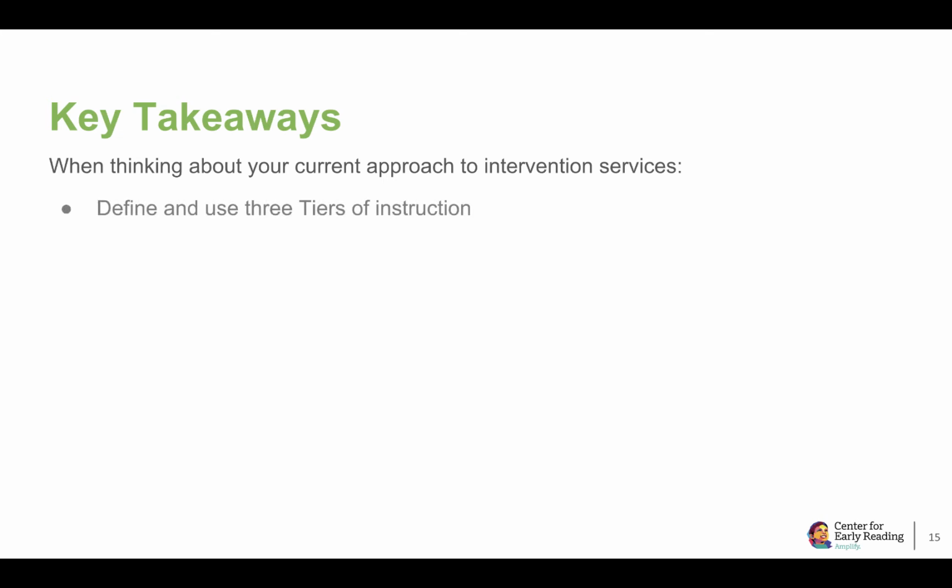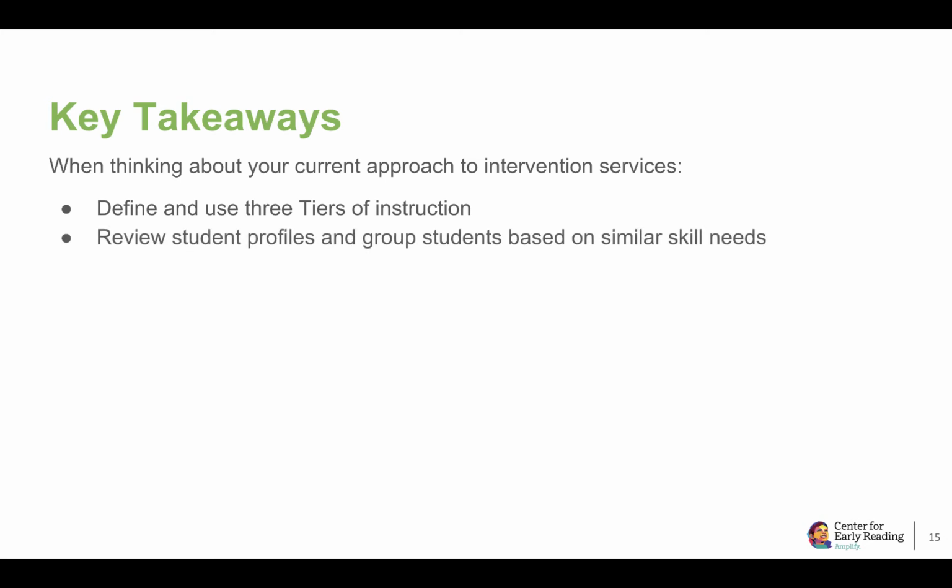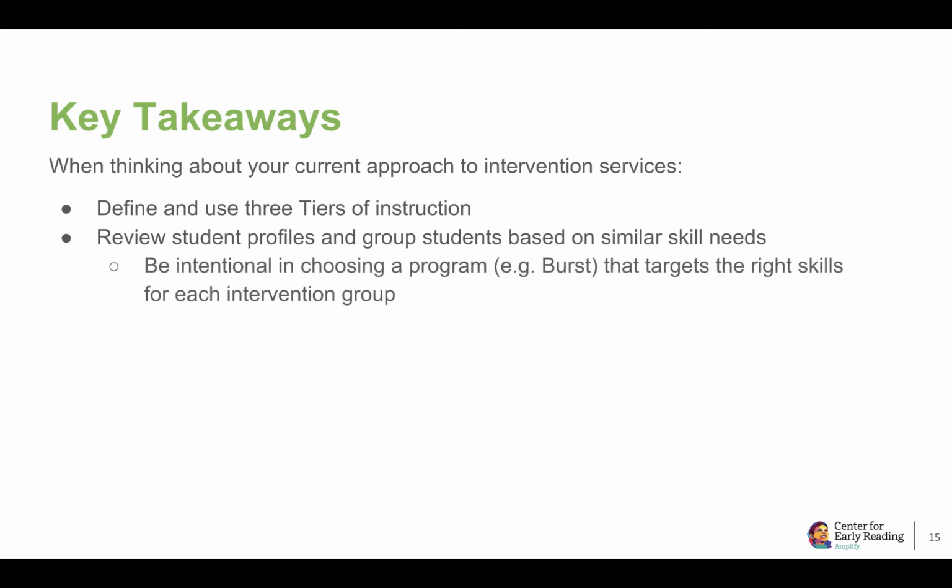Before you update your intervention services, here are some key takeaways to think about. Be sure to use 3 tiers of instruction and define what each tier entails so that there is no confusion or overlap. Review your school's student profiles and group students based on their similar skill needs. Be intentional about each program you include in your intervention services.